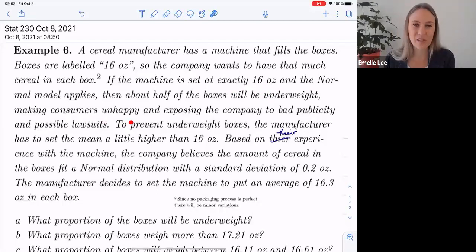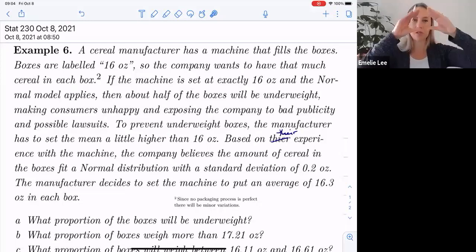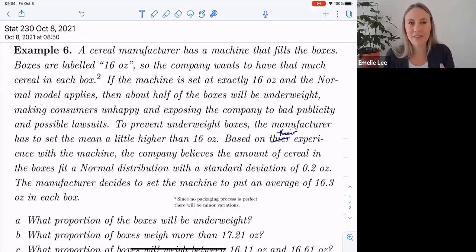Because then consumers would be unhappy, exposing the company to bad publicity and possible lawsuits. It sounds terrible, right? So to prevent underweight boxes, the manufacturer has set the mean to be a little bit higher. Because if your normal distribution was centered on 16 and you bump it a little bit higher, then more than half would fill to 16.